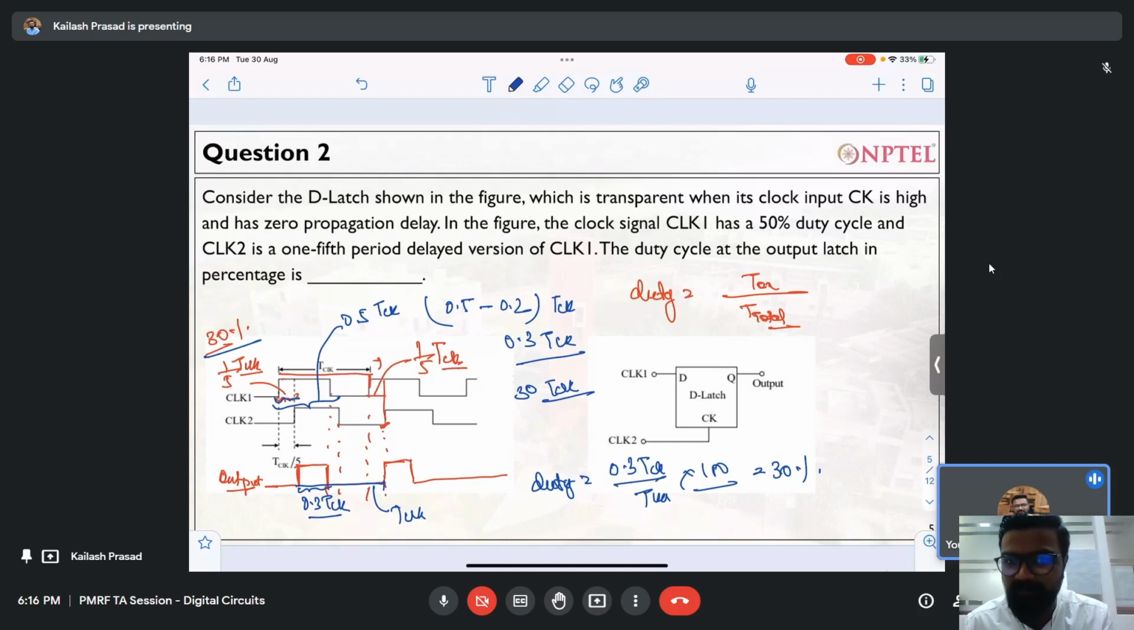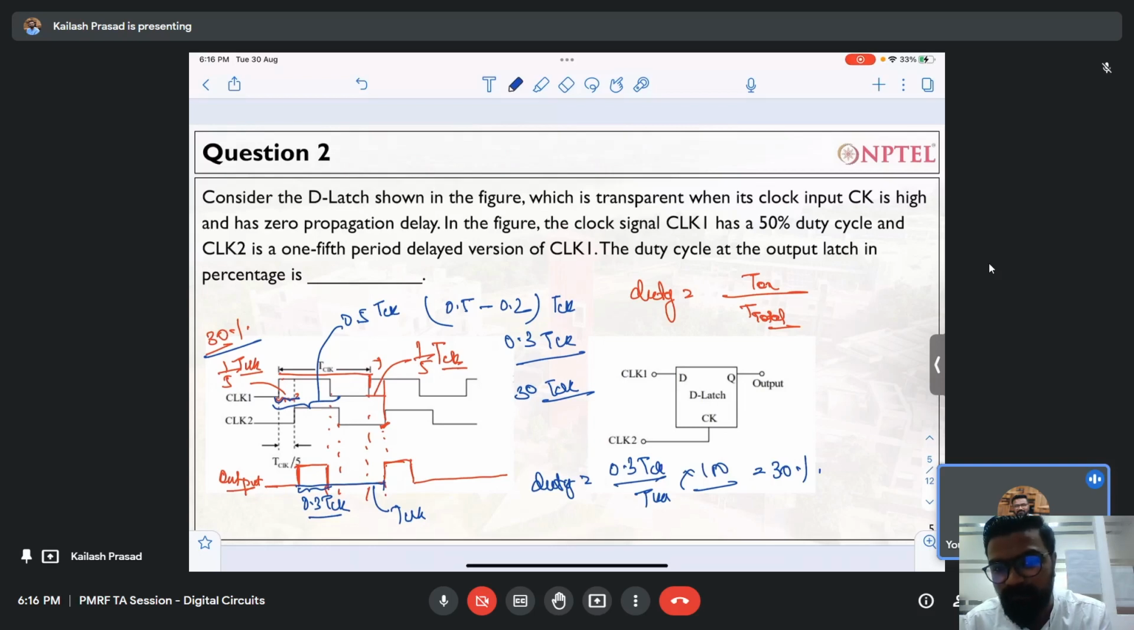But it is not necessary to represent it so, because the ideal definition of the duty cycle is T on by T total, and this will be a value between 0 and 1. If you want to convert into percentage, multiply with 100. That's how it is. Is that clear? Yes, sir.